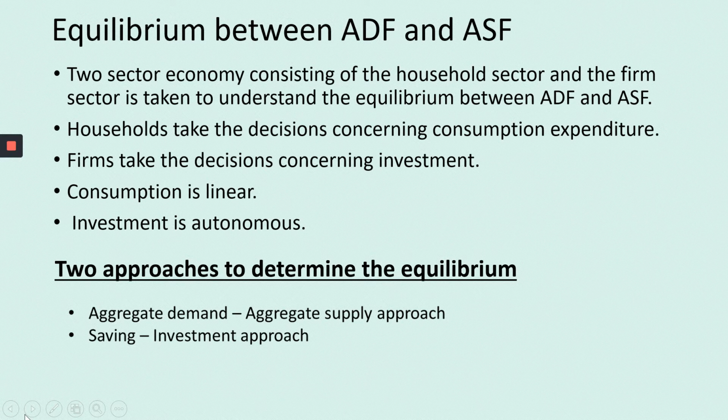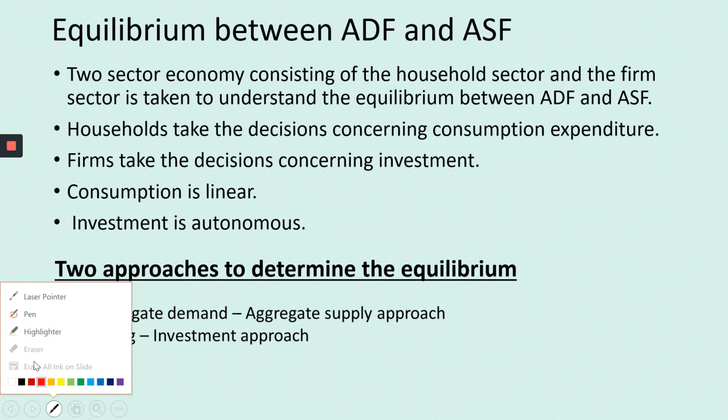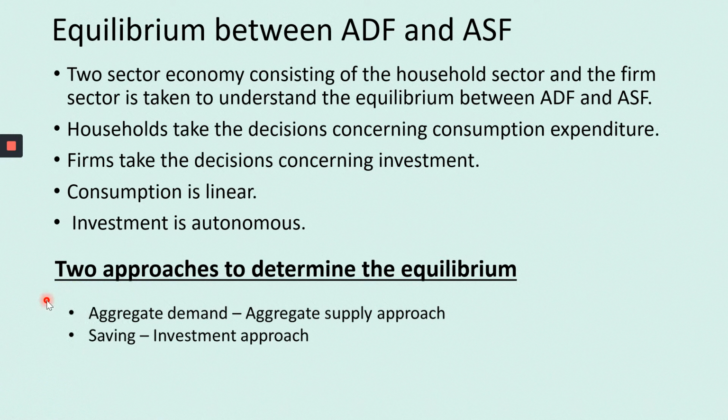So I'll be explaining about the equilibrium between ADF and ASF. What is ADF? Aggregate demand function. What is ASF? Aggregate supply function. So already we have seen what is ADF and what is ASF. Now we are going to see the equilibrium between ADF and ASF.